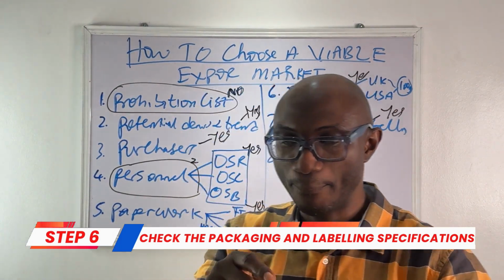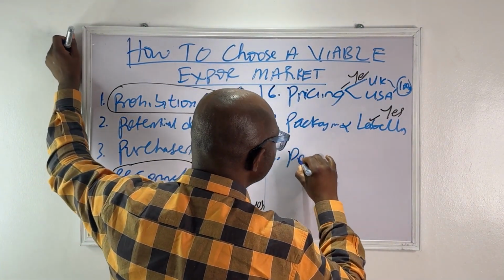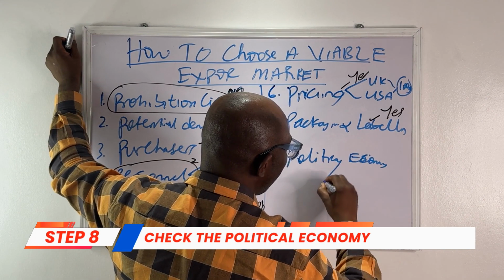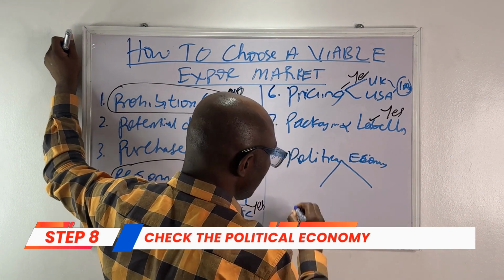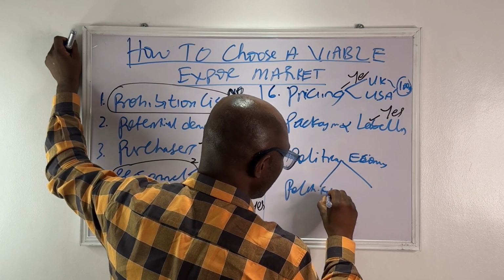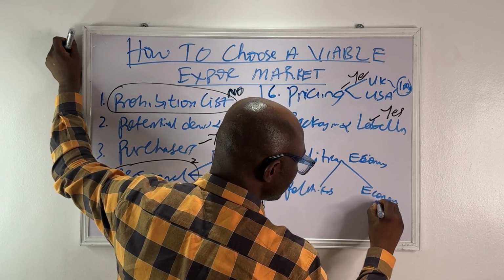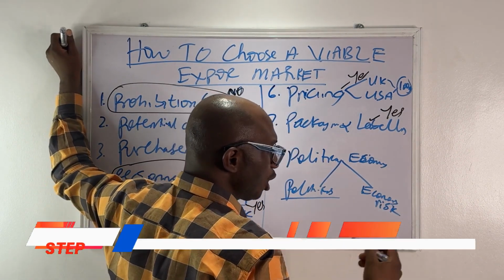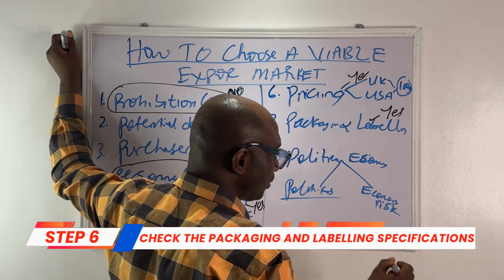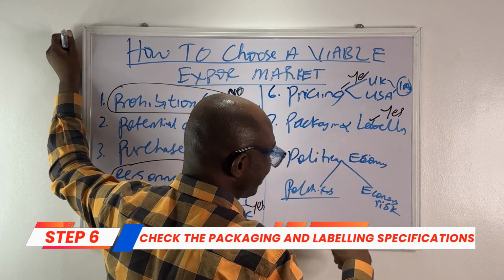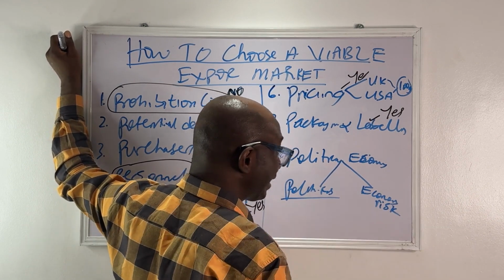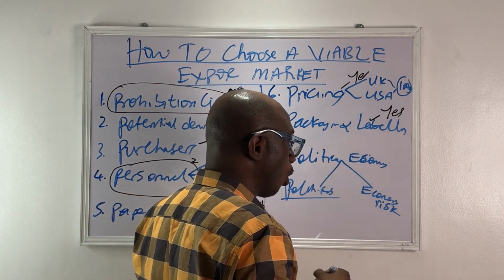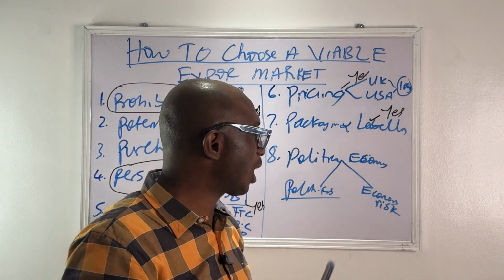The last and very important is what is called political economy. What does that mean? In summary, I'm looking at risk: political risk and economic risk. Political risk: civil unrest, insurrection, commotion. Economic risk: exchange rate risk, foreign exchange rate risk, interest rate, financial crisis, inflation, recession. If political economy is no, I can't go into that market. Political economy has to be yes.